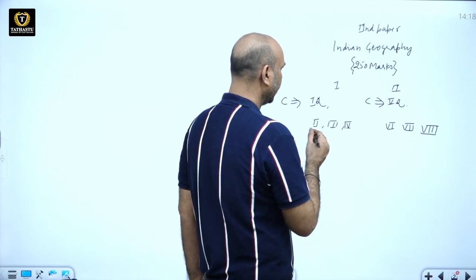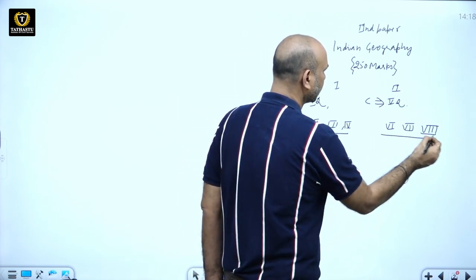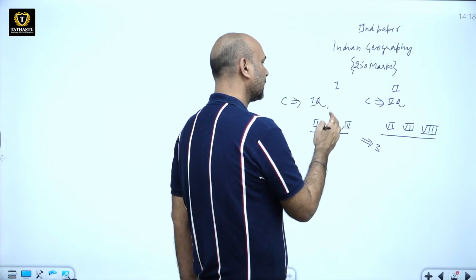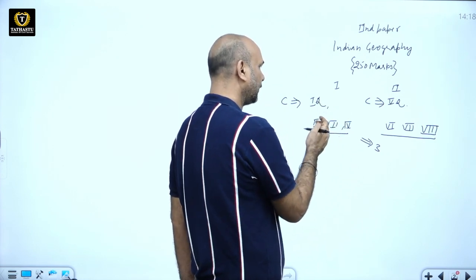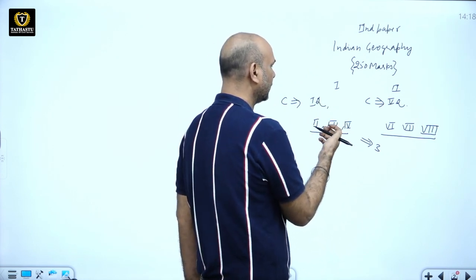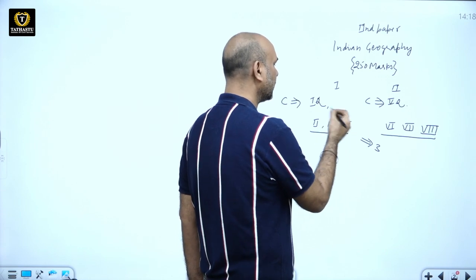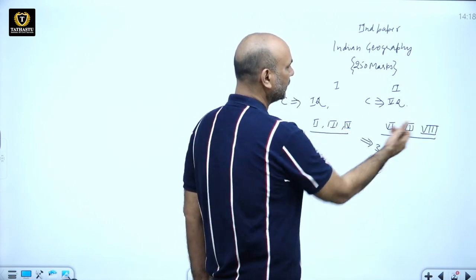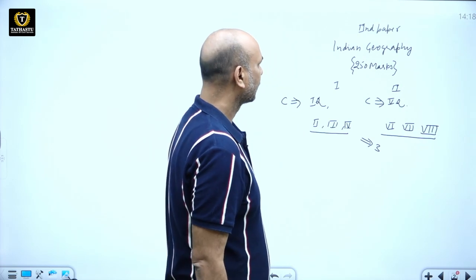Then again here we have choices. Out of 6 we have to attempt only 3, at least 1 from each section. So in the first section we can attempt second, third or fourth, meaning out of these 3 questions any 2, and then we have to attempt only 1 out of these 3 from the second section.